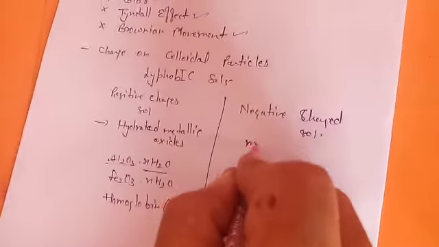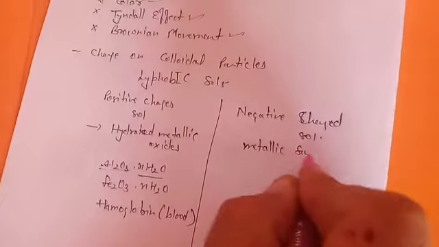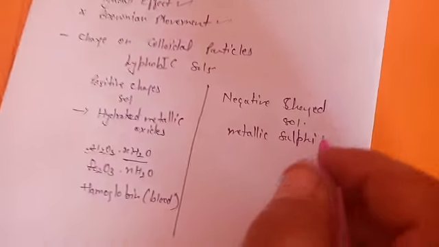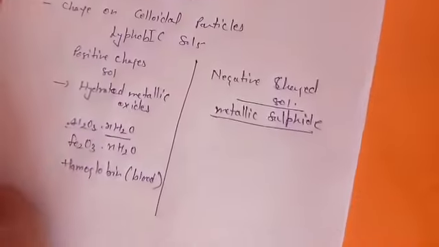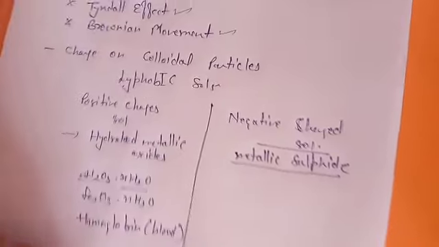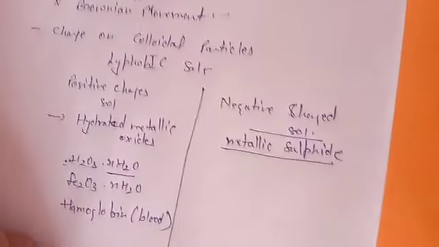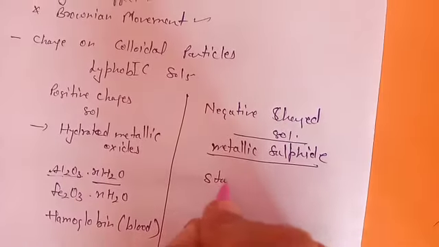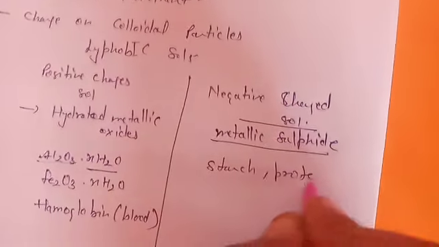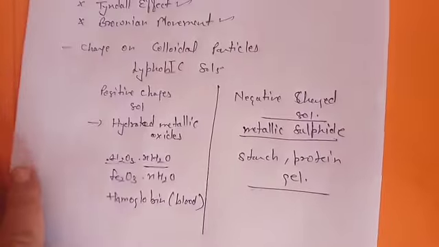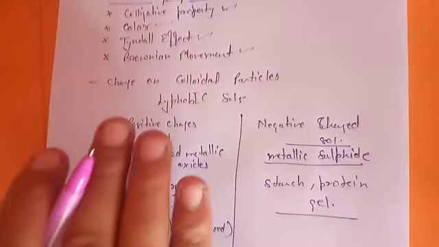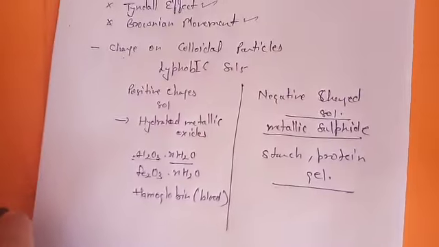Now, what are the negatively charged ones? Metallic sulfides, whatever kind of metallic sulfide, like silver sulfide or iron sulfide, these all form negatively charged sols or colloids. General examples in day-to-day life are starch, protein and gel; these are all negatively charged. I am again telling you, we are discussing lyophobic only, because the stability of lyophobic sols depends on the charge on the colloidal particle.